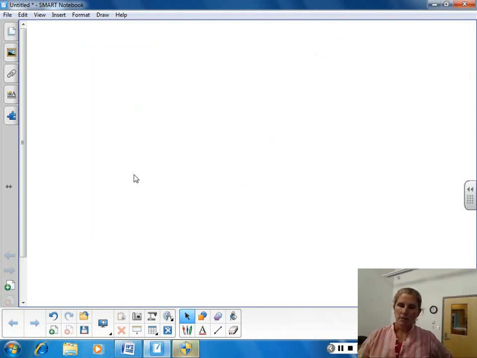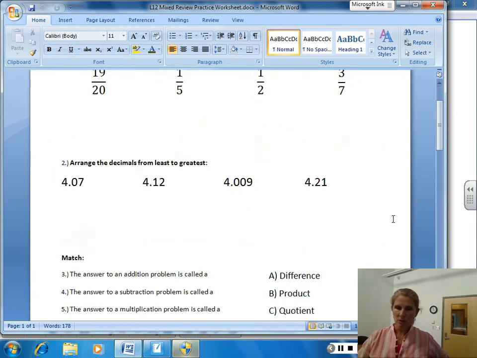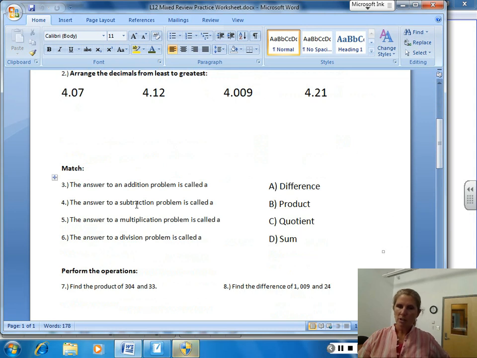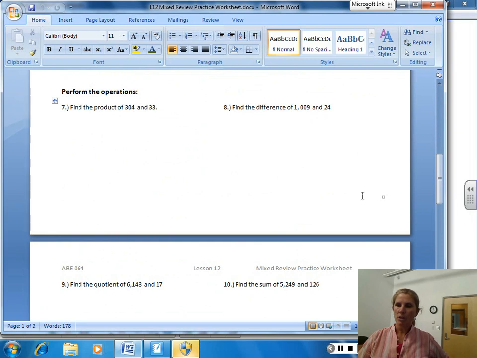All right, so what I see on here is arranging fractions from least to greatest, arranging decimals from least to greatest, matching these terms, and then I give you 4 problems to do where I don't tell you what the operation is. I just say perform the operation, and I give you product, difference, quotient, and sum. And so you need to be doing those things. Number 7, find the product of 304 and 33. What is that? What operation?